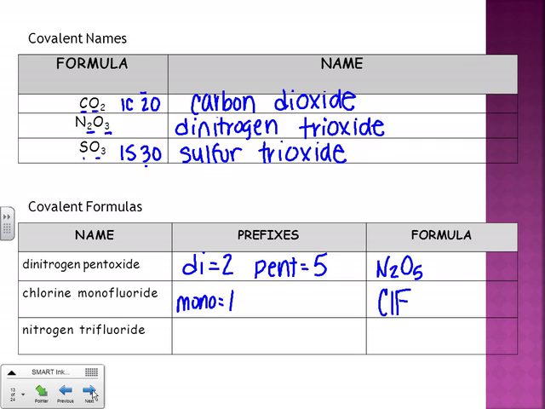And lastly, we have nitrogen trifluoride. So again, since there's no prefix on nitrogen, that means that it should have been mono. So there was 1 of those. And then trifluoride, tri means there's 3. So let's make those the subscripts. So N1, and then fluoride is fluorine, and we have 3 of those. So NF3 is your final formula.